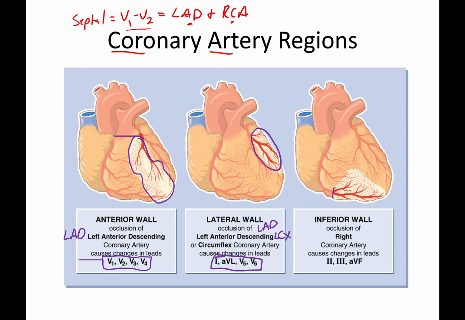Finally, if we are seeing changes in 2, 3, or AVF, which represents the inferior portion of the heart, we're going to be looking at the RCA. And that makes sense, right? We have our LCX, LAD, all those different arteries feed those different regions, and accordingly those leads will change if there's a blockage in those arteries.